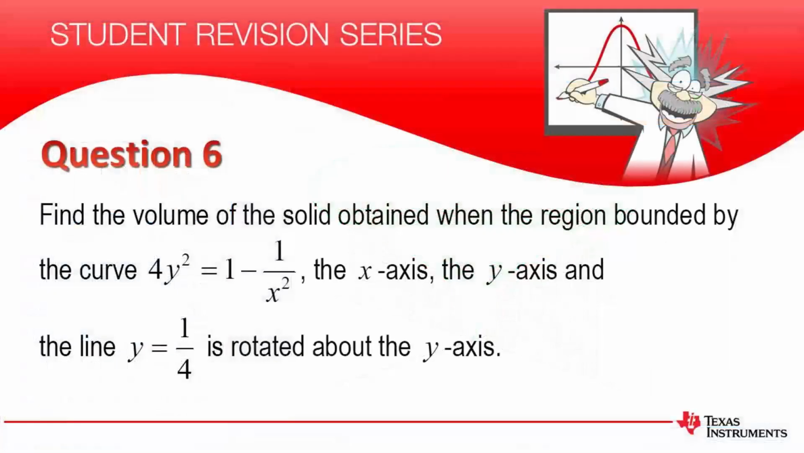Here is our second last exam style question for today's tutorial. We've got the curve defined by 4y squared equals 1 minus 1 over x squared. And we want the region bounded by this curve, the x-axis, the y-axis, and finally the line y equals a quarter. And we're going to rotate that about the y-axis, and let's see how that works out.